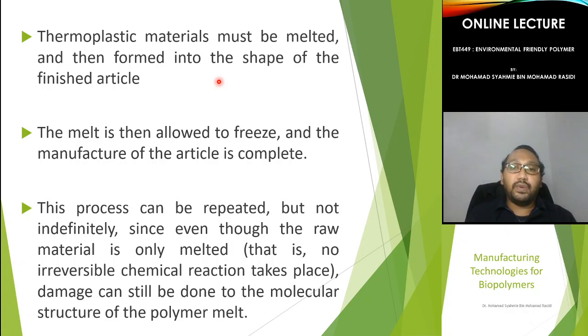The process can be repeated but not indefinitely, since even though the raw material is only melted, there is no irreversible chemical reaction taking place. Damage can still be done to the molecular structure of the melted material. So for thermoplastic, we know that it is a reversible material, meaning that we can melt and shape it again, and remelt the material and shape it again. However, even though no irreversible chemical reaction takes place, damage to the material can still occur due to the molecular structure of the polymer melt.